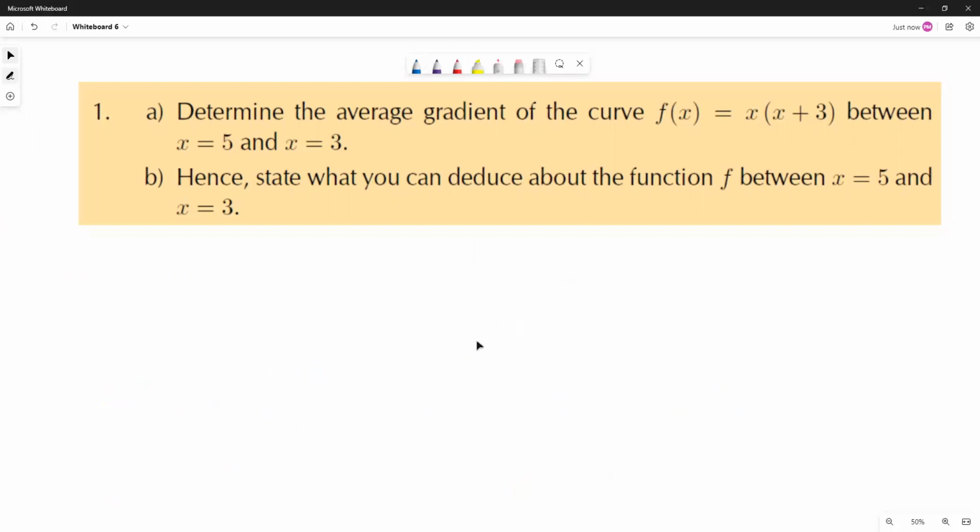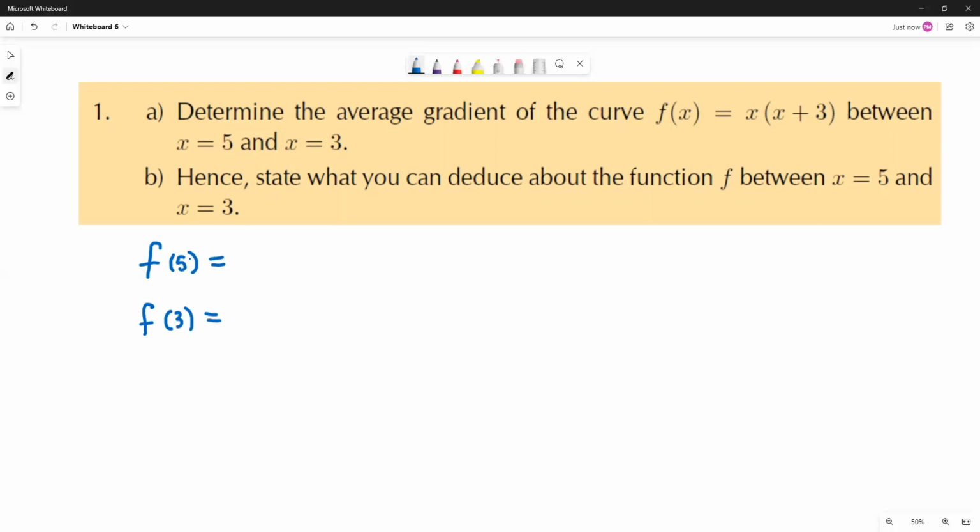On the second example, they want us to determine the average gradient of the curve between x equals 5 and x equals 3. So in this case, they did not give us the points. But the exciting thing is they gave us the input so we can get our outputs. Firstly, we're going to take f of x and input 5 to get the y value when x is 5. And then we're also going to take f of x and input the second x value, which is 3, and get the y value.